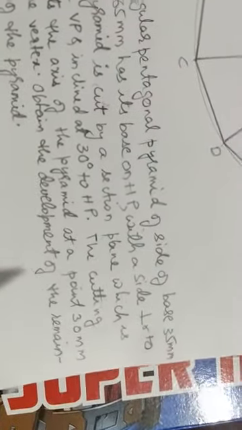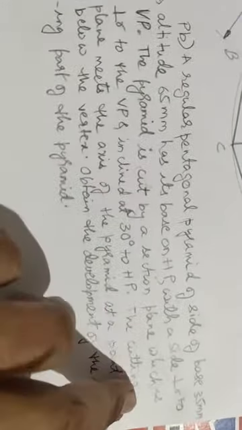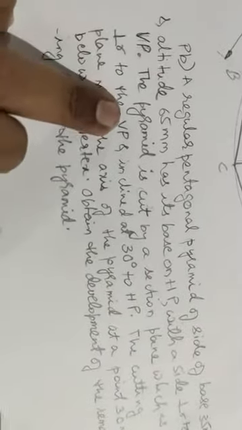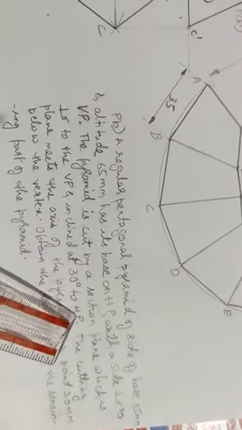Now coming to the second part of the problem, as to how this pyramid is cut. The pyramid is cut by a section plane which is perpendicular to VP and inclined at 30 degrees to HP. Suppose this is a section plane here. Now I have got a pyramid cut by a plane perpendicular to VP. Perpendicular to VP can be any position, but it says that it is at 30 degrees to HP.